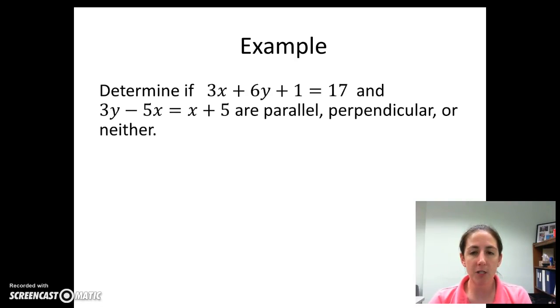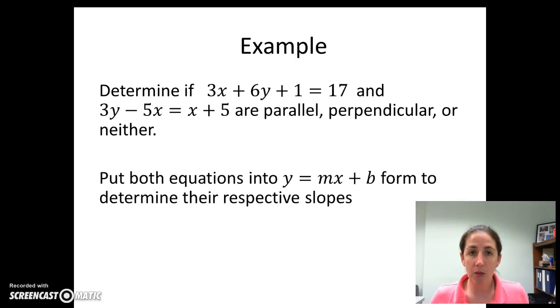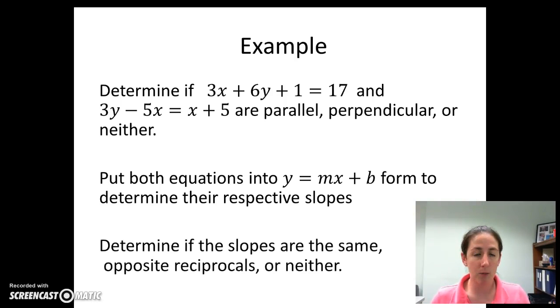So let's determine if these two equations are parallel, perpendicular, or neither. So we need to find their slopes. We need to put both of these equations into y equals mx plus b form and determine their slopes. Once you know the slope of the two lines, if they are the same, then we know that the lines are parallel. If they are opposite reciprocal, then we know that the lines are perpendicular. And if it doesn't fit either of those categories, then we would say it's neither. So we're going to put both of the equations in y equals mx plus b form to determine their respective slopes.